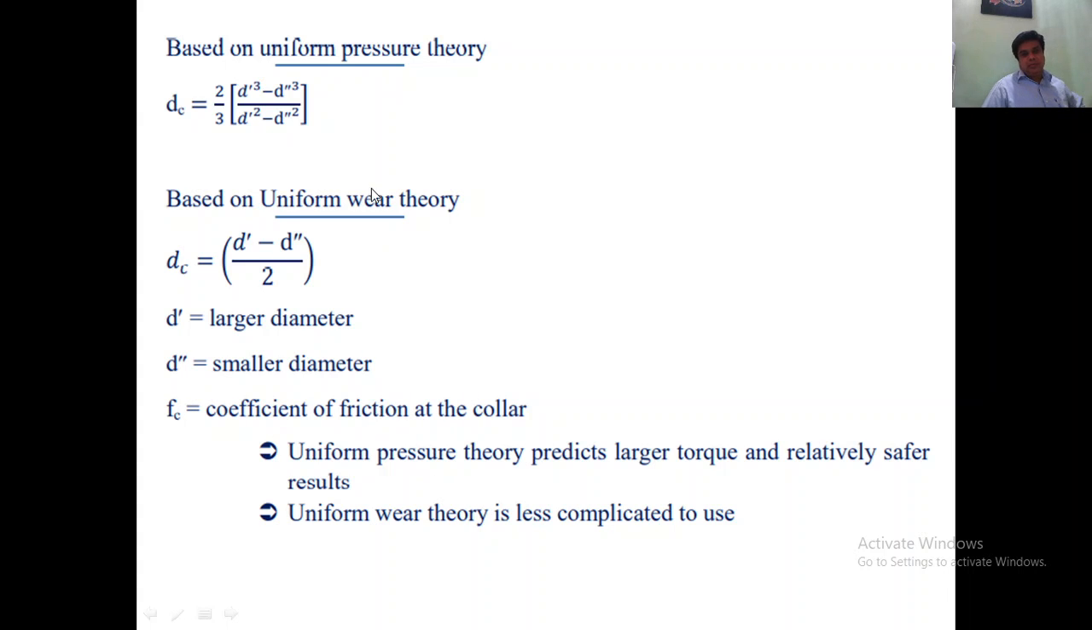When you take the collar diameter based on uniform pressure theory, a larger torque and relatively safer results will be obtained. And when you take uniform wear theory, it is less complicated. As I told you, the equation is very simple. So you can take the uniform wear theory to calculate the collar diameter, and if you take the uniform pressure theory, the torque will be larger, but we get the safer design in case of uniform pressure theory.